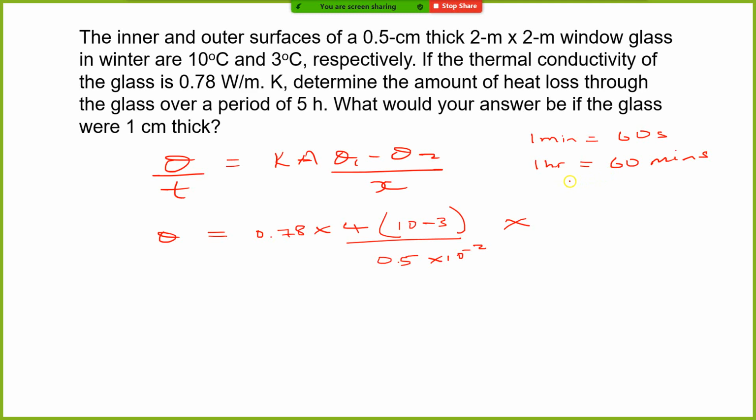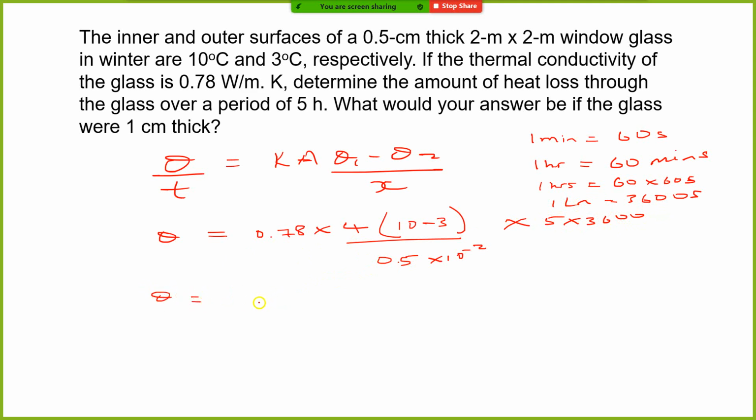So at the end of the day, 1 hour in terms of seconds is equal to 60 times 60 seconds, because 1 minute is equal to 60 seconds. So 1 hour is 3,600 seconds. So if I have 5 hours, it means that 5 times 3,600 seconds. Cool?